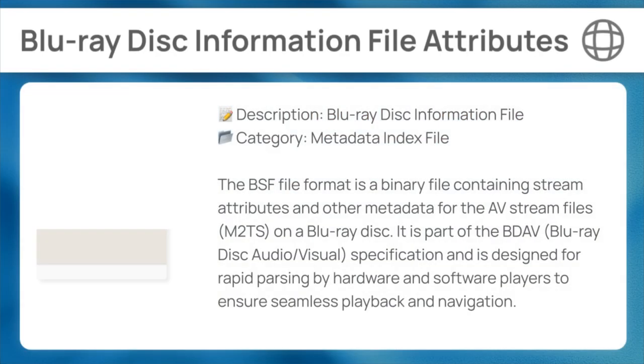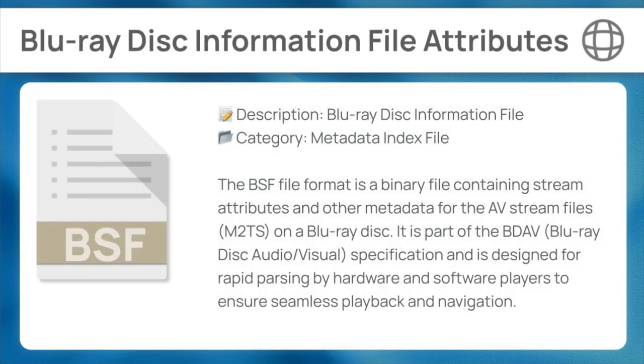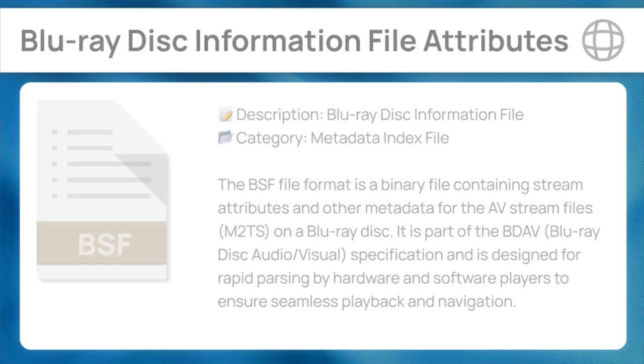The BSF file format is a binary file containing stream attributes and other metadata for the AV stream files, M2TS, on a Blu-ray disc. It is part of the BDAV, Blu-ray Disc Audio/Visual specification, and is designed for rapid parsing by hardware and software players to ensure seamless playback and navigation.